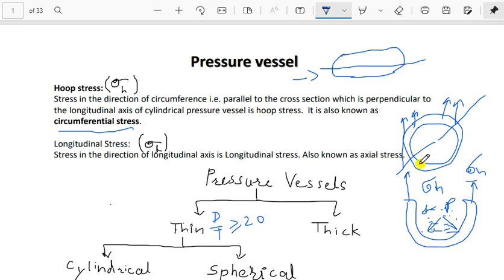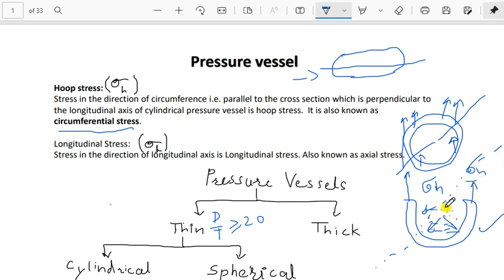As you can see, it is present all over the circumference, but in the direction perpendicular to the axis. That means if this is the axis, let us say I am drawing here perpendicular to the axis, all over the circumferential line. If I cut a cross section, I can find it like this. But for calculation, this figure we will use. How to calculate the hoop stress?